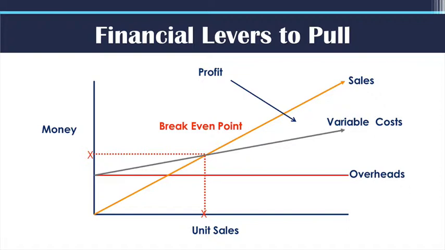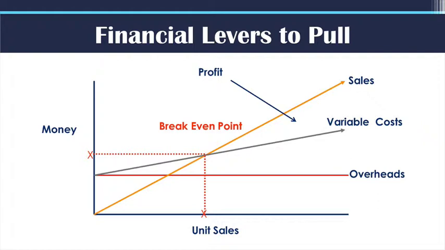All right, so that's our model. So anything above the break-even, so to the right of the break-even point, under the sales line and above the grey line is profit. So the area covered in there. So you can see that as we move further out along the unit sales line, that we make more and more profit.